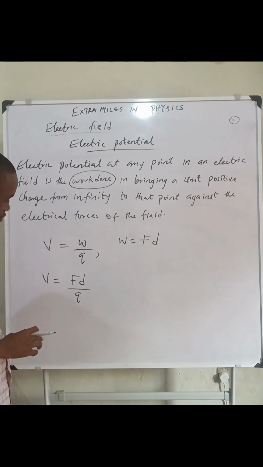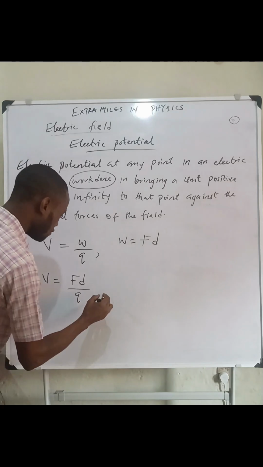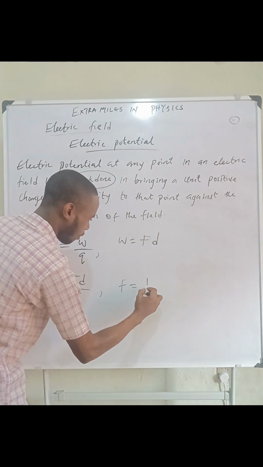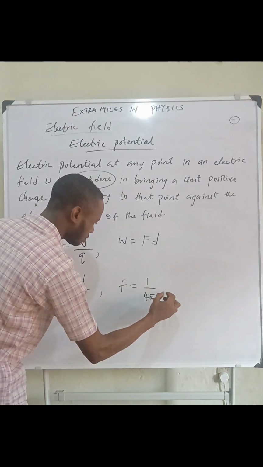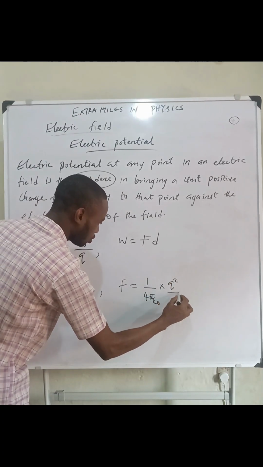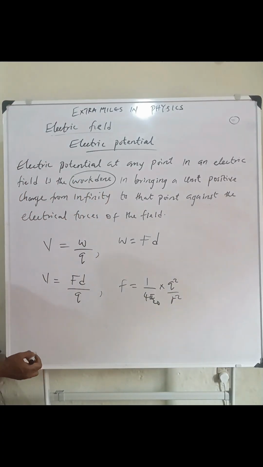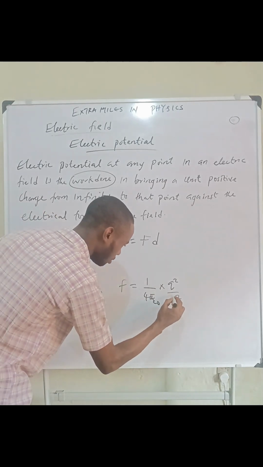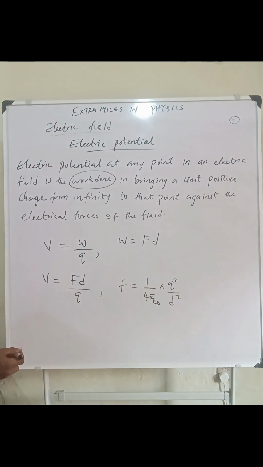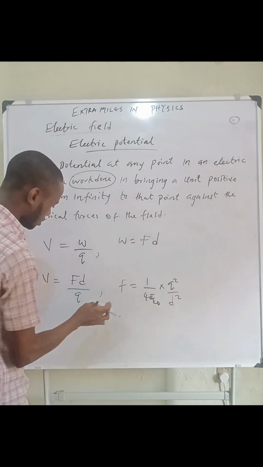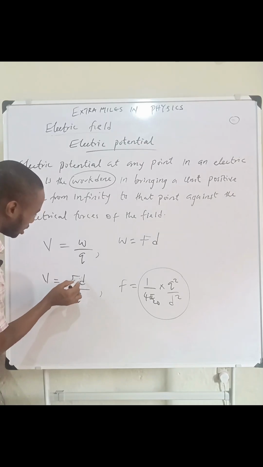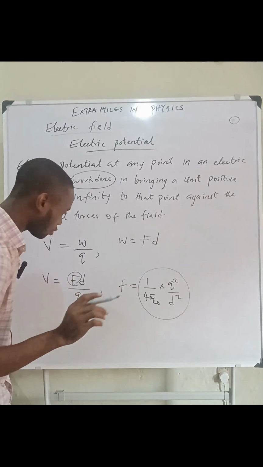Then what else can we do? Now we can say, recall Coulomb's law. From Coulomb's law, we had that force of attraction or repulsion equals 1 over 4 pi E naught times charge squared over distance squared. Are we together? Since we are having D as distance here, let's equally change this to D as distance here. Now, if this is my force, let me substitute this into here where I have force.